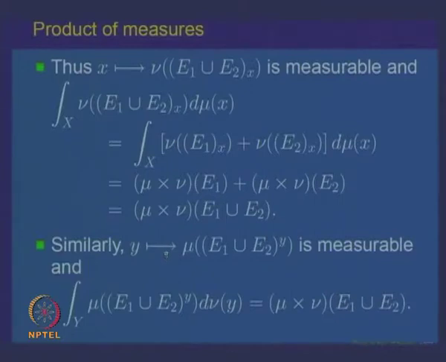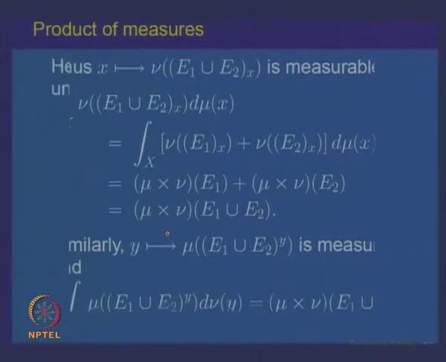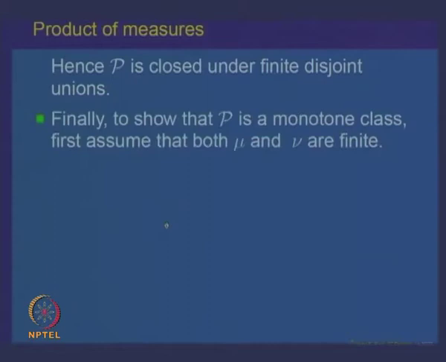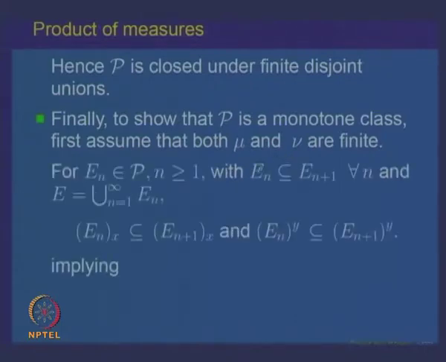So, proving that rectangles are inside the class P and that P is closed under finite disjoint unions is a rather straightforward computation. The problem arises when we want to show that P is a monotone class. There we first assume that mu and nu are finite. Once mu and nu are finite, we want to show P is closed under increasing unions and decreasing intersections.